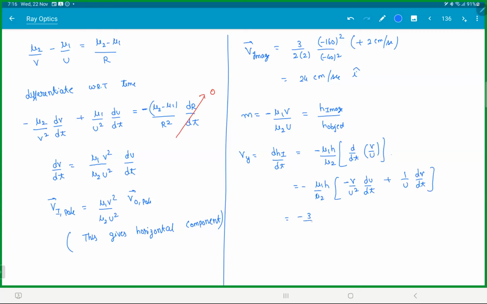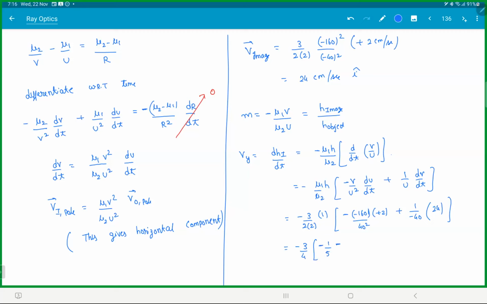So substitute the values here, minus 3 by 2, height of the image is 1 centimeter. V will be minus 160. U square is 40 square. Du by dt is plus 2. U is minus 40. dv by dt is 24. Brute force. Like I said, it's a brute force. Substitute everything there. This would be minus 3 by 4. 40 square will be 1600. So that is minus 2 by 10, minus 1 by 5.